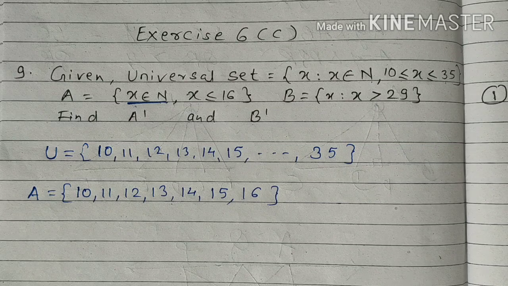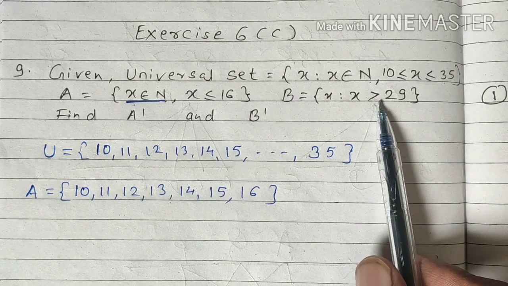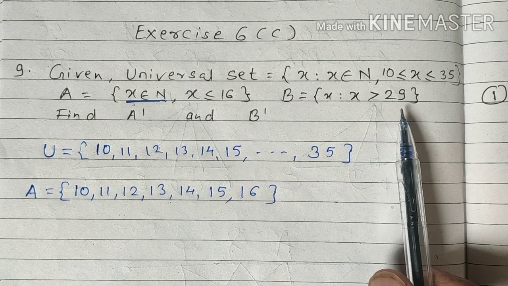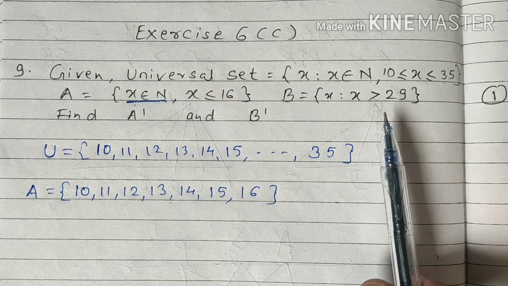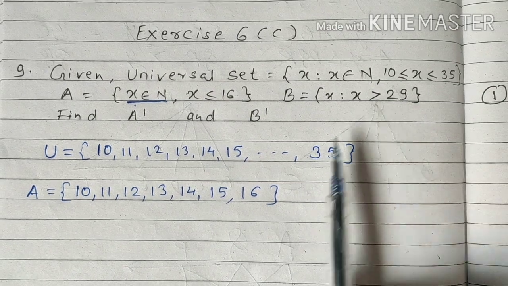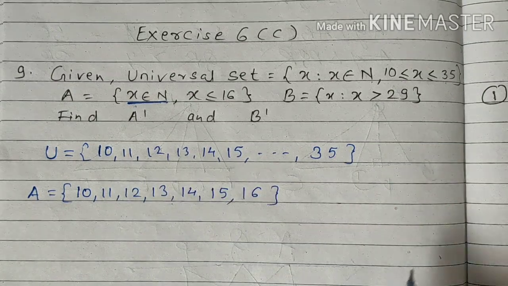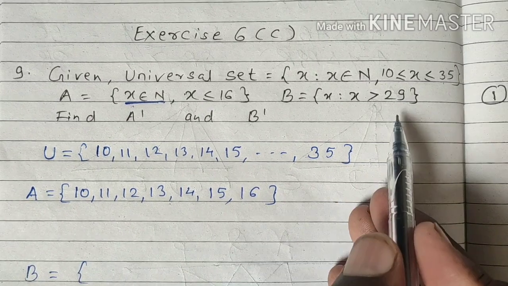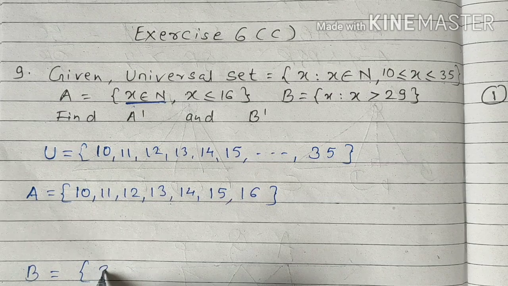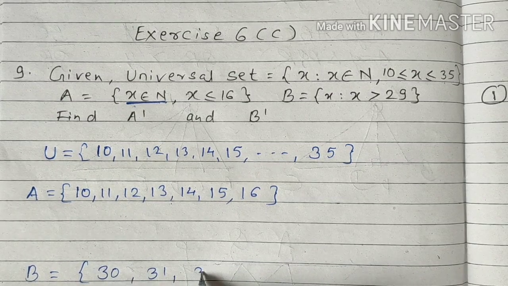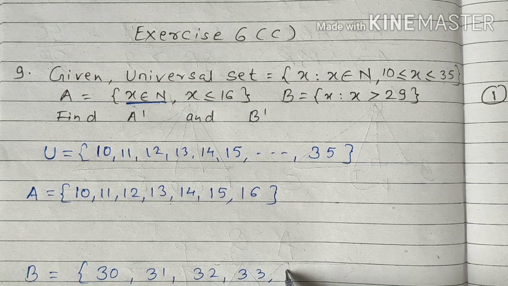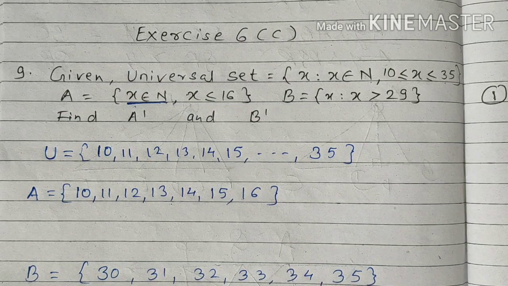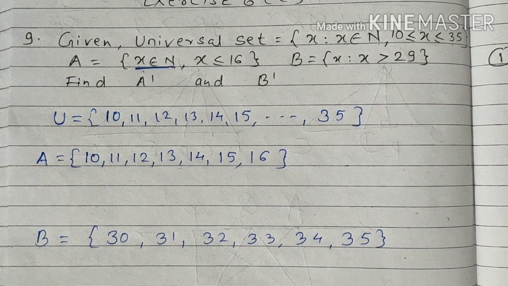X such that x is greater than 29. Value of x is greater than 29. So from where we have to select the B set? From our universal set. That means the B set will include the elements which are greater than 29. It means 30, 31, 32, 33, 34 and 35. Up to 35 only we will write because our universal set is up to 35 only.